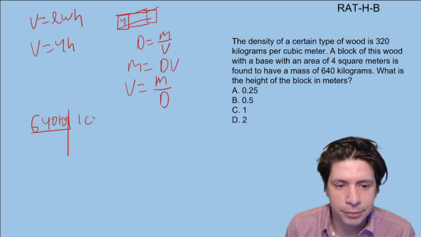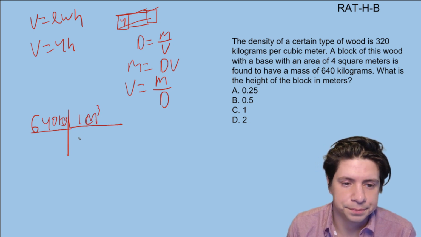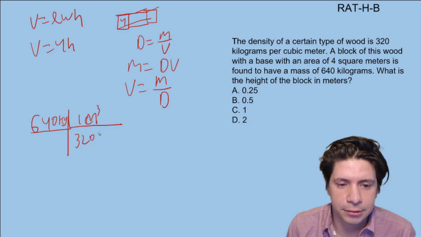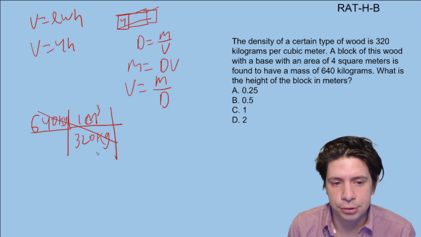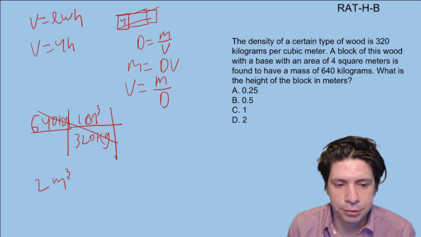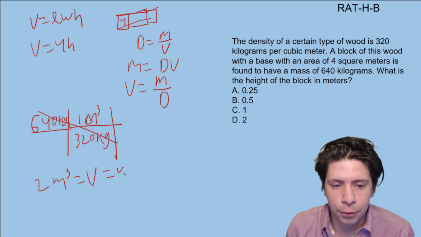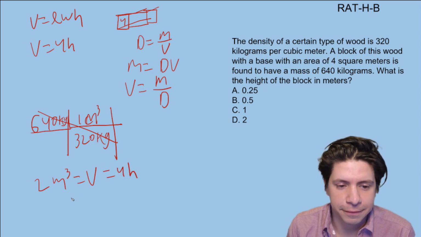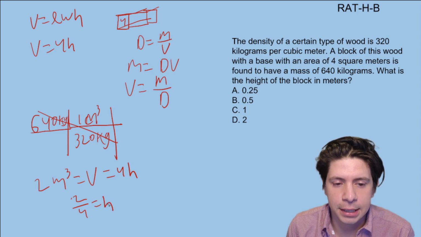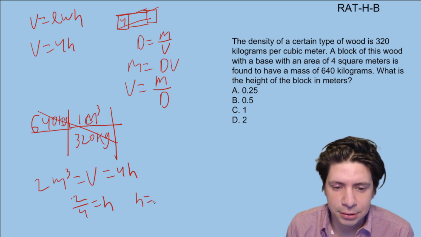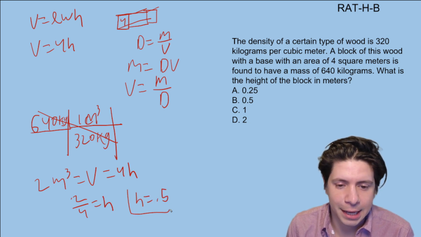So 1 cubic meter over 320 kilograms. And that's going to get us 2 meters cubed. So that's our volume, V, and that means 2 equals 4H. So to find H, we do 2 divided by 4 equals H. So H equals 0.5 or 1/2.